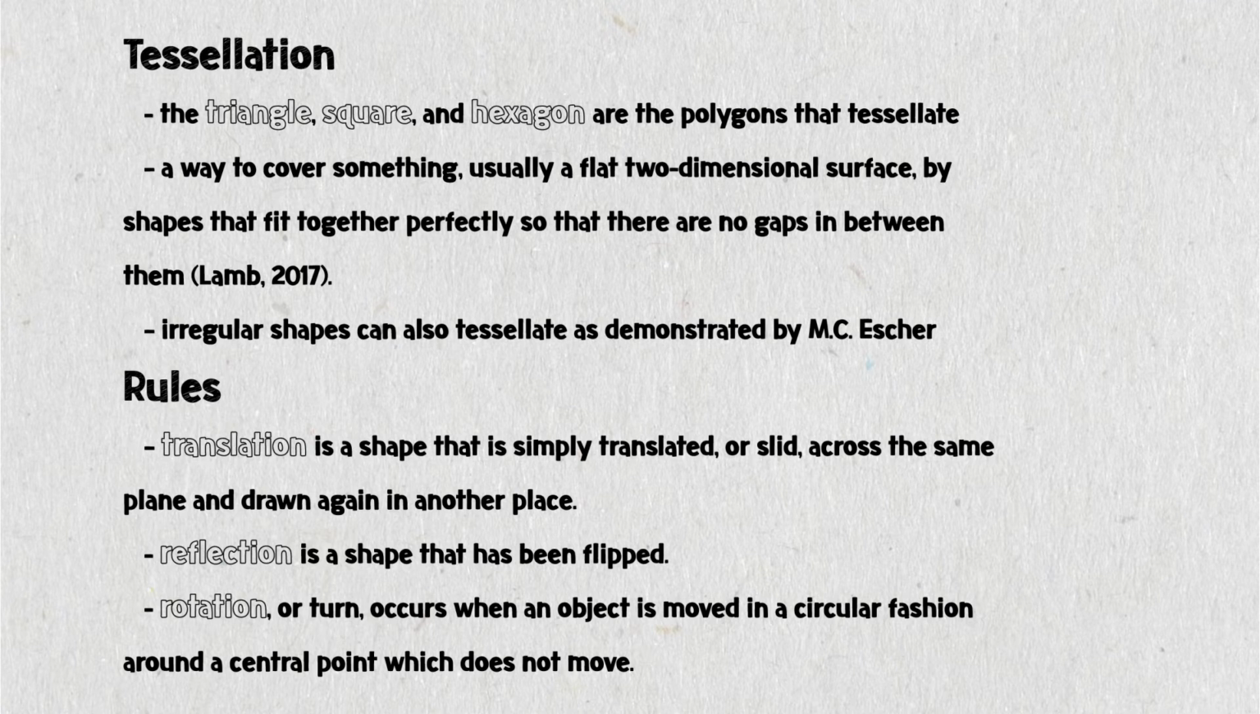Escher. There are three rules or guidelines in creating a tessellation. First is translation, where shapes are just moved from one place into another in the same plane. Second is reflection. Reflection is when a shape is flipped, either from left to right, top to bottom, or vice versa. And rotation, or turn, occurs when an object is moved in a circular fashion around a central point which does not move.